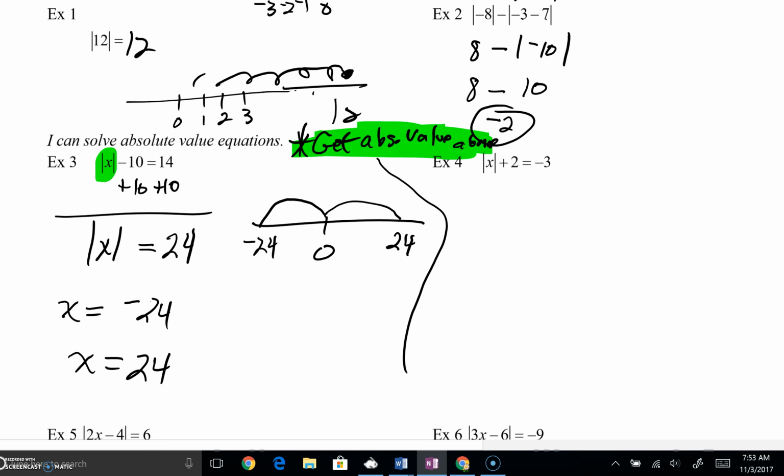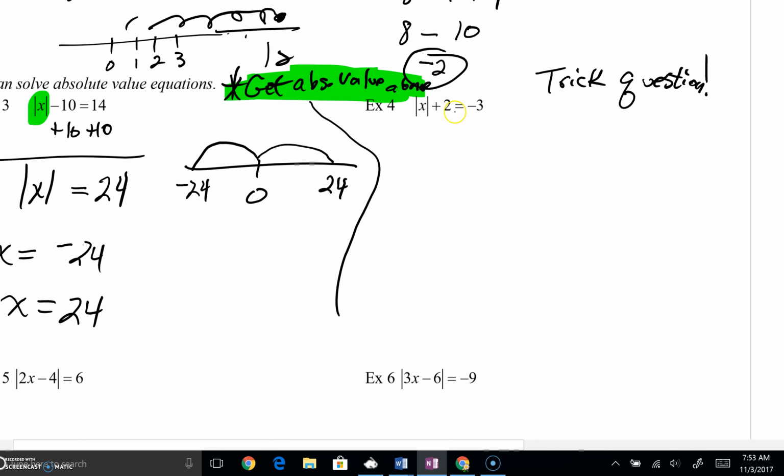Now, number 4 is actually going to be a trick question, and we've got to be real careful about this. Look at this: absolute value of x plus 2 equals -3. Is the absolute value alone? No, get it alone. How do we get it alone? Subtract a 2. And then we'd have the absolute value of x is equal to -5.